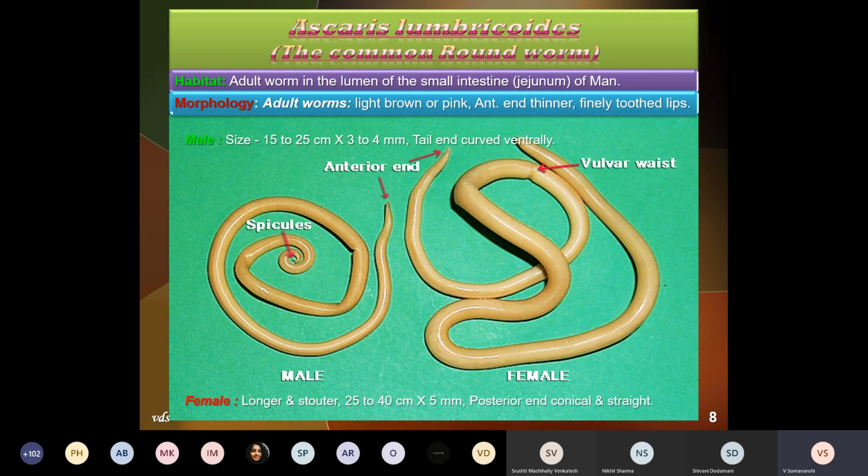Morphology of the male: it measures about 15 to 25 centimeters in length by 3 to 4 millimeters in breadth. In the male parasite, the tail end is curved ventrally. You can also observe at the ventral end the appearance of two spicules, which are the accessory copulatory organs of the male parasite.